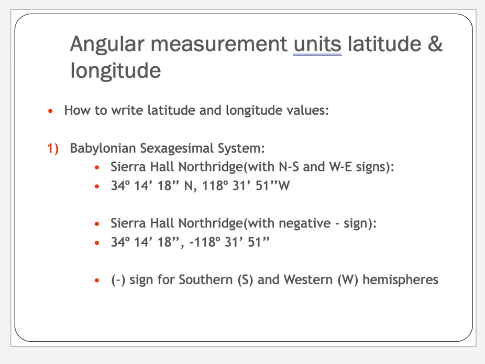So again, like I said in the beginning of lecture, you could express latitude and longitude in degrees, minutes, and seconds. So here's an example of Sierra Hall, a building in Northridge. And this specific building in Northridge, the coordinates are 34 degrees, 14 minutes, and 18 seconds north, which is our latitude, and then 118 degrees, 31 minutes, and 51 seconds west.